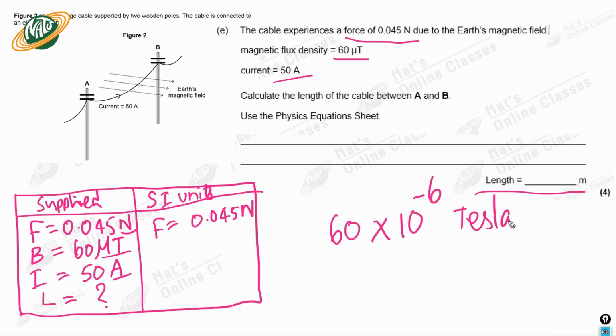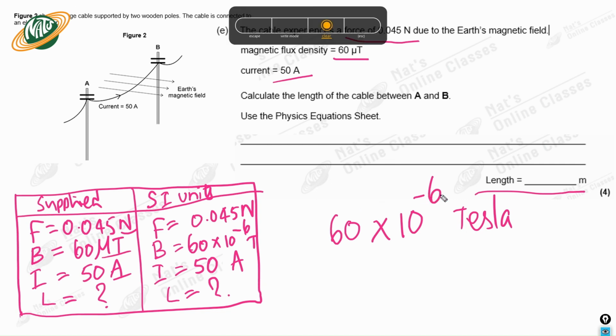So this is the key. If you haven't got it right, you will not be able to get the answer correct. Right, so now magnetic flux density is 60 times 10 to the power minus 6 Tesla. And current, ampere, is a standard unit. We don't need to do anything. And length we can easily work out. Voila, now we have got everything sorted out.